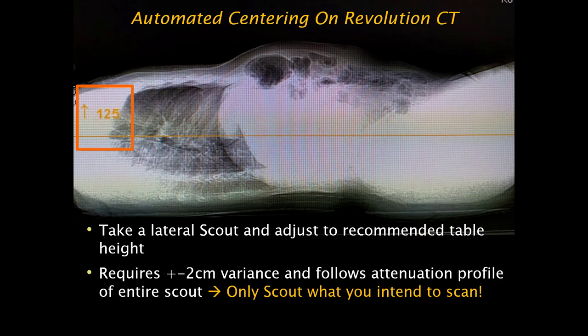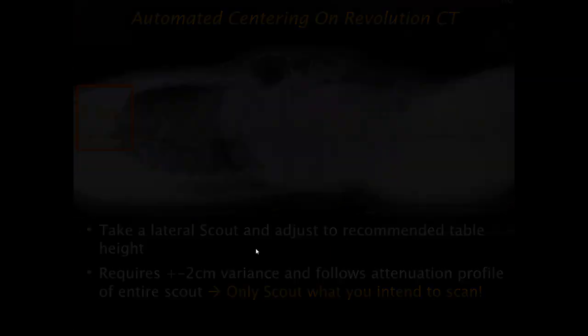We'll say we have had some issues with this in which patients over-scouted, and so imagine your head and your arms are in this scout range. It's going to include that in the attenuation profile. We've had issues with neck CTs where the density profile of the head changes dramatically with the chest because the chest was included and it's caused people to center incorrectly there as well. So be mindful that you only can scout what you intend to scan if you want to use this tool. But it's a great tool and we use it often.